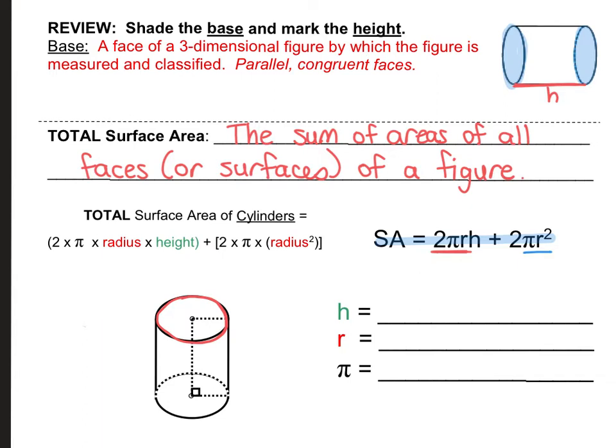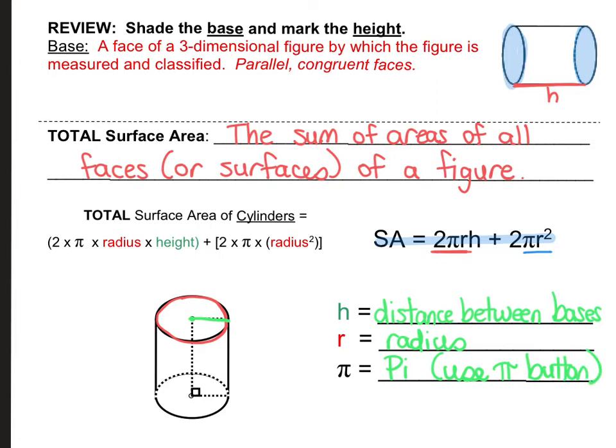So the H, again, is the height or the distance between the bases. The R is the radius. And remember that the radius is from the center point of the circle halfway. Diameter would be all the way across. And then this symbol stands for pi, which use the pi button unless we tell you otherwise. You might have one or two that we say use something else, but use the pi button unless it says otherwise.